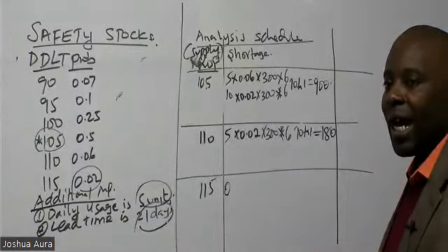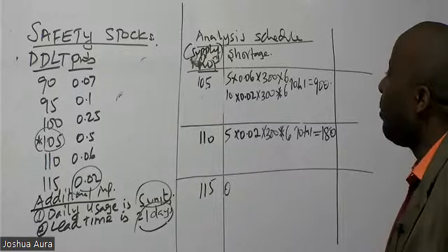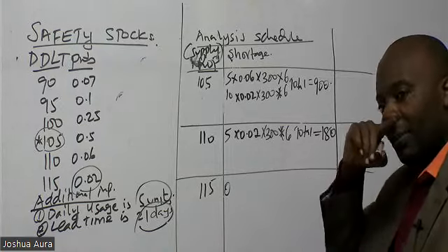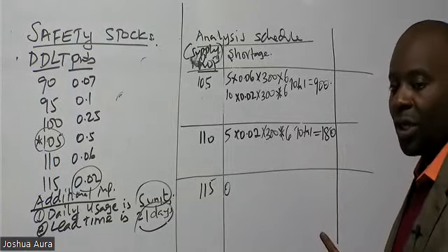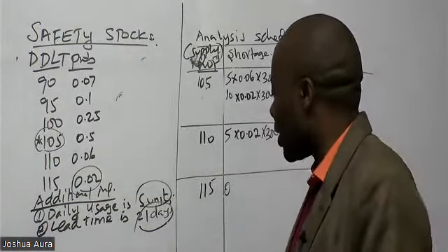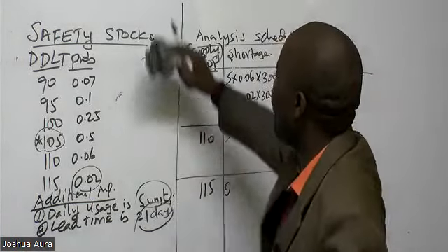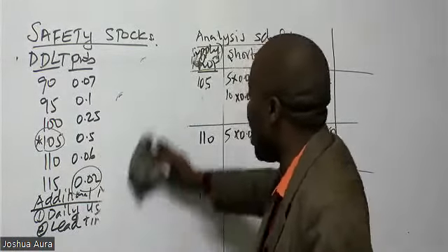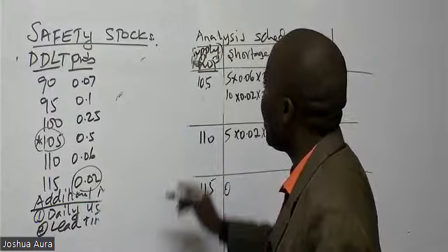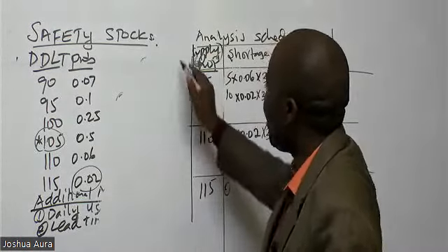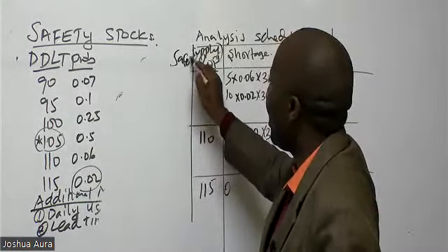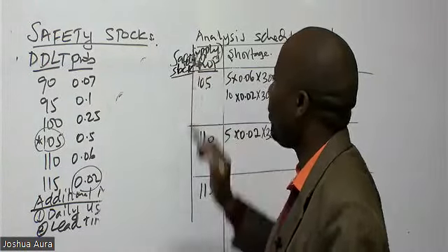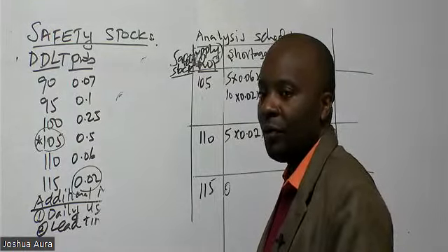Now, ladies and gentlemen, after I reach here, I will be able to remember the concept of safety stocks. For safety stocks, you create some space here at the very beginning, because safety stock is the major concept here. You create a column for safety stock. You can decide to expand your book.